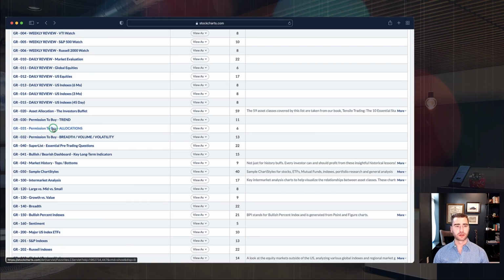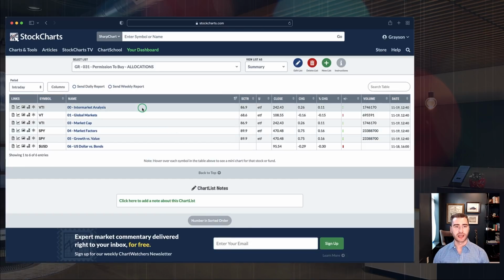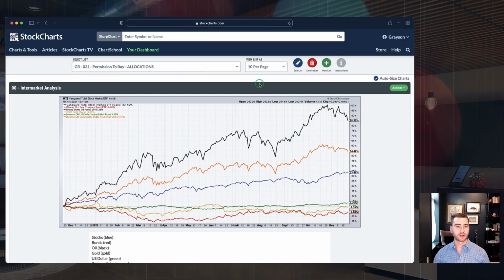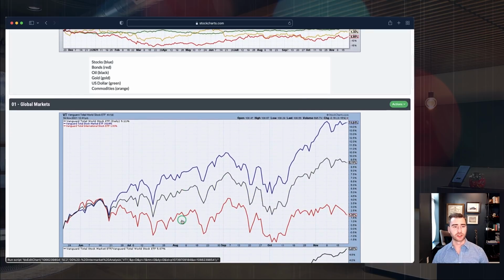We do something very similar for allocations, what we call allocations. So here you can actually see some different ways to view kind of where you should be allocated. We'll jump over, take a look at a couple of these charts. Again, we have another look at that Intermarket chart. So there are some duplicates throughout this chart pack, but taking a look at which asset classes are the strongest right now, where you should really be positioning your money.